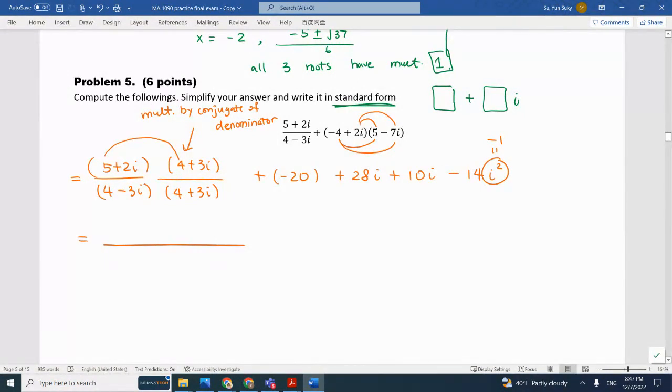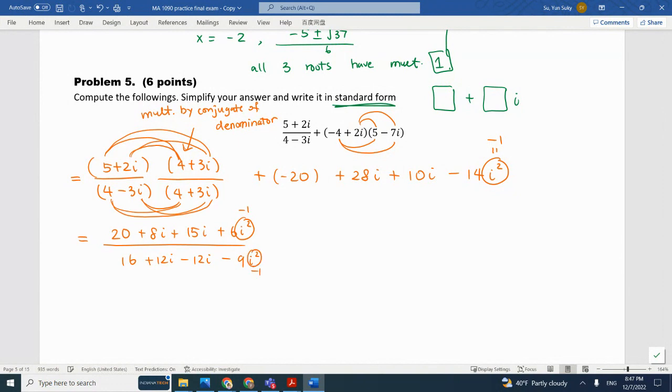Okay, expand it, multiply out. 5 times 4 is 20. 2i times 4 is 8i. And then 5 times 3i is 15i. 2i times 3i is 6i squared. i squared is minus 1. In the denominator, 4 times 4 is 16. 4 times 3i is 12i. Negative 3i times 4 is negative 12i. Negative 3i times 3i is negative 9i squared. i squared is minus 1.